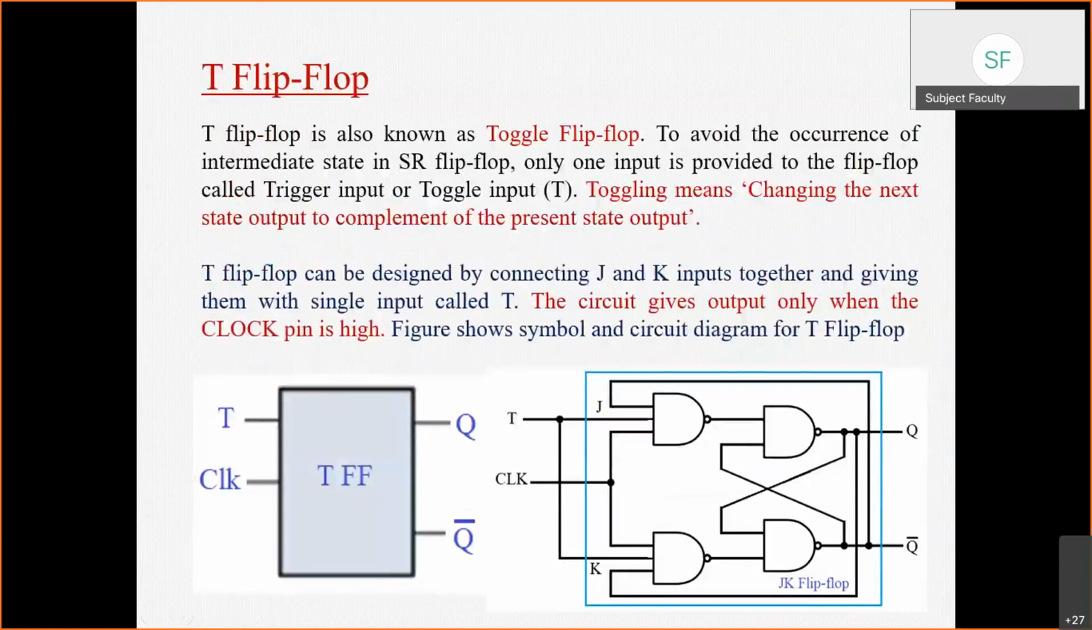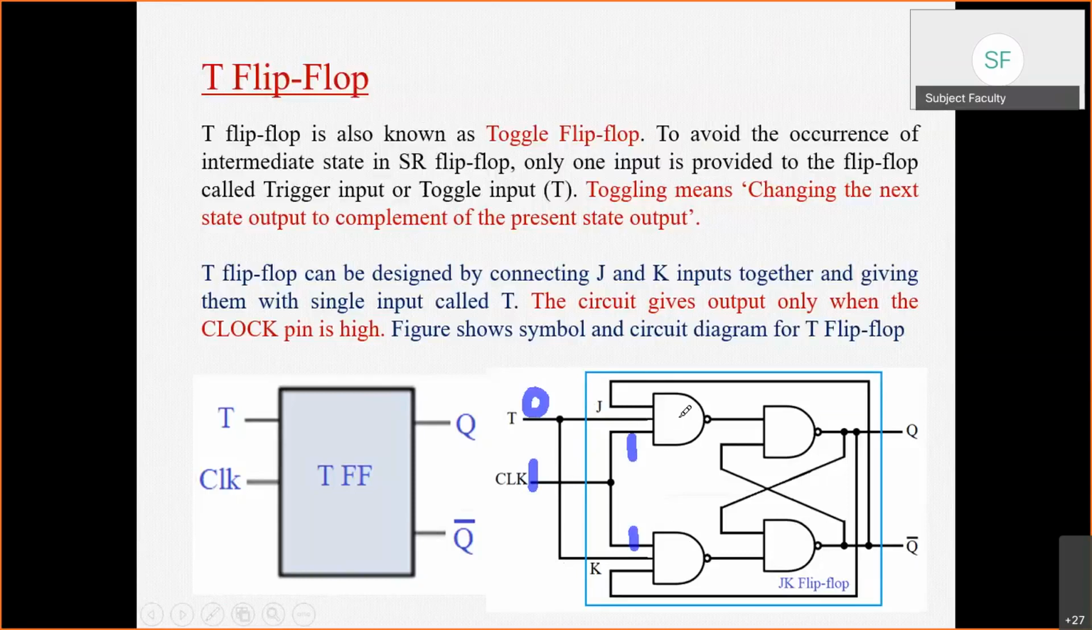Alright. So now, since only one input is there, the maximum input combinations are 2. Either the value of T will be 1 or the value of T will be 0. Let's assume the value of T is 0 first. The clock will be always high. This is nothing but a clock to both NAND gates. These two are 3-input NAND gates.